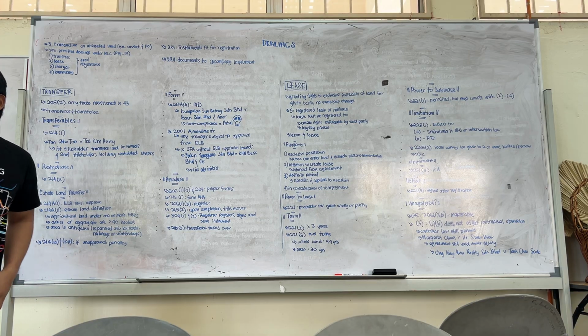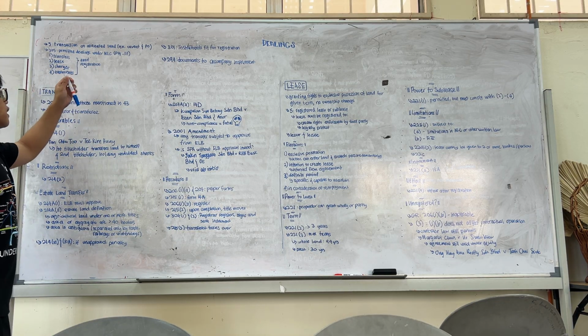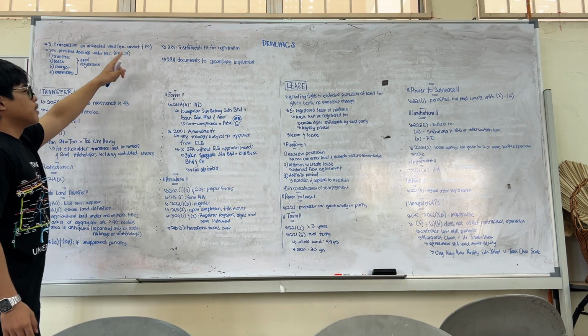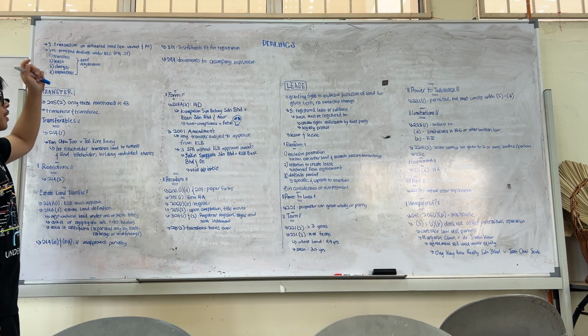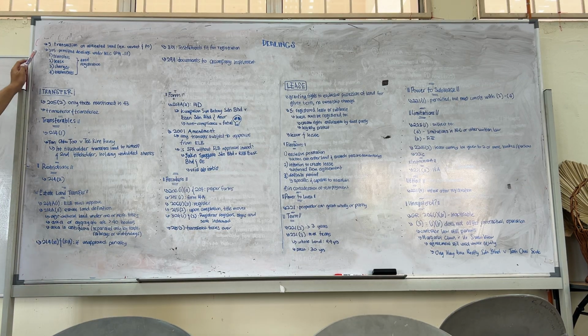Firstly, what are dealings? Dealings are any transaction on alienated land, excluding caveat and promissory order. I can't remember what PO is, and it is outlined in section 5. This is the definition of dealings.